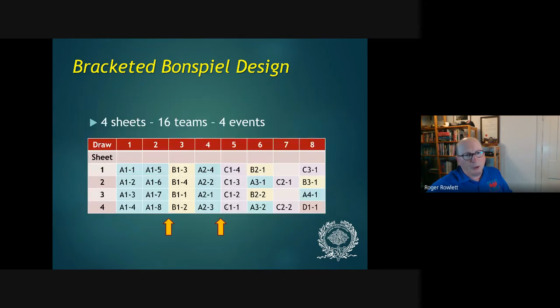All right, so what does it look like in terms of schedule? So here's a 16-team event with 4 sheets with 4 events. And you can see that we've got to process 2 draws to go through a complete round. Because we have 16 teams, we can process them 8 at a time. So you can run 4 games and draw 1. You can run another 4 games and draw 2. And that will complete all of your A event games.